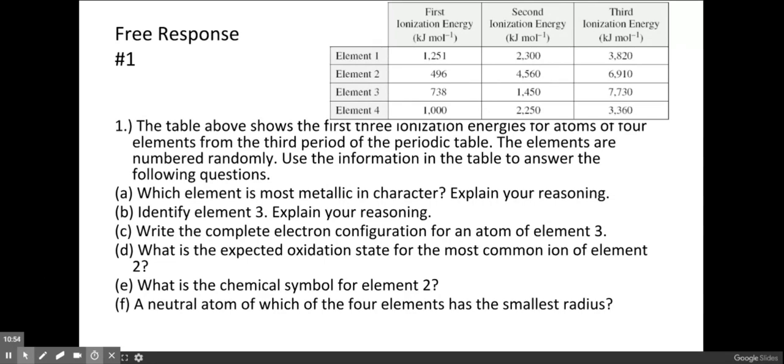So the element with the most metallic character is going to be the one that's in group 1 or closest to the left, that has the fewest number of valence electrons. So maybe that helps you.